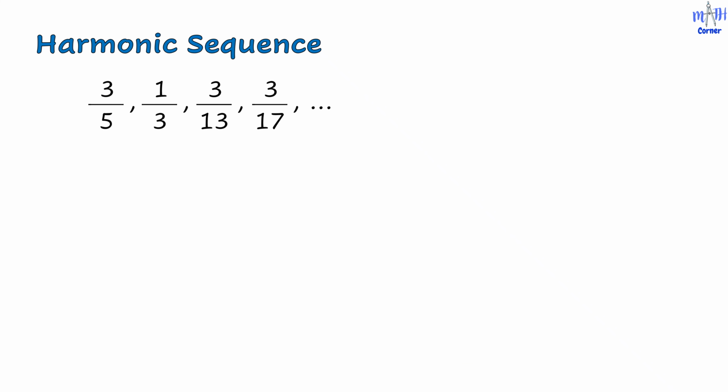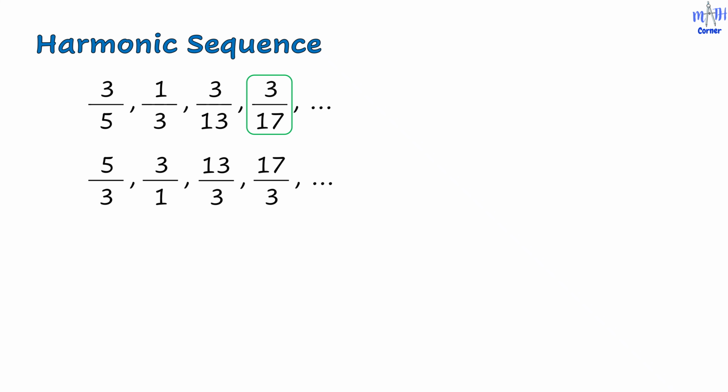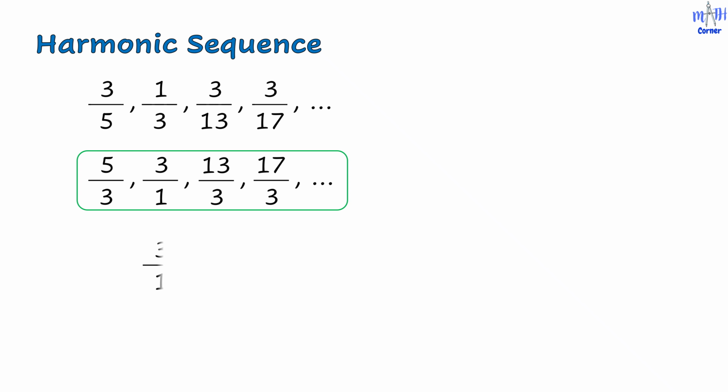Let's take the reciprocals. Reciprocal of 3 over 5 is 5 over 3. Reciprocal of 1 over 3 is 3 over 1. Reciprocal of 3 over 13 is 13 over 3. And reciprocal of 3 over 17 is 17 over 3. So we get 5 over 3, 3 over 1, 13 over 3, 17 over 3, and so on. Now rewrite 3 over 1 as a fraction, where the denominator is 3. So we have 5 over 3, 9 over 3, 13 over 3, 17 over 3, and so on.